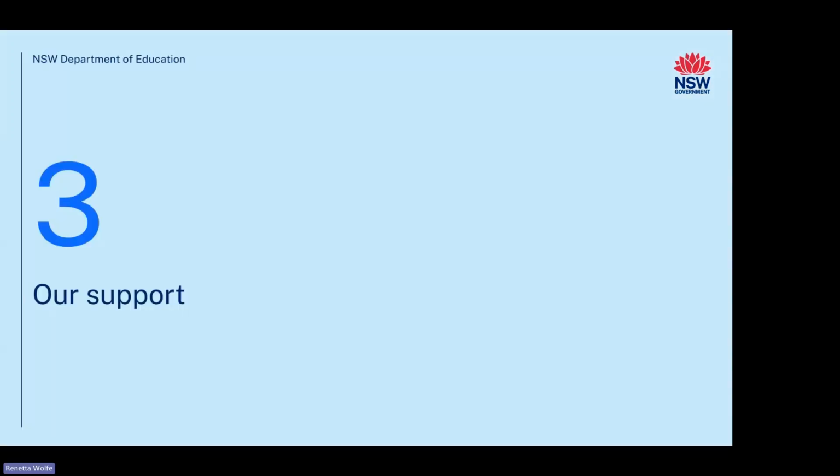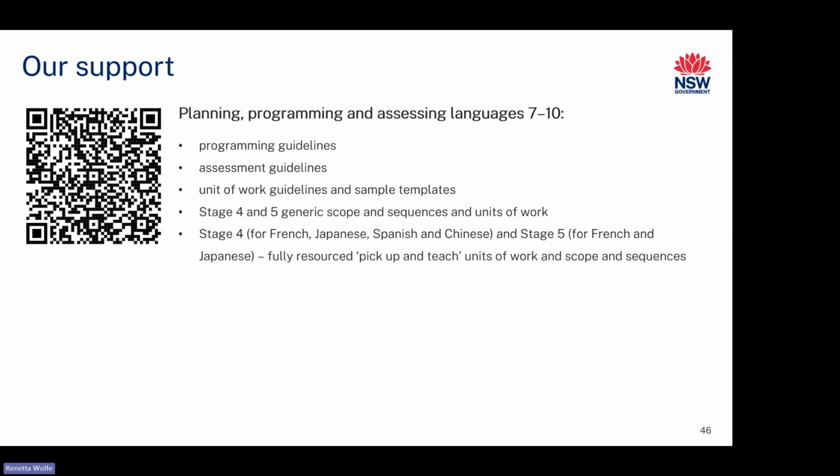So before we conclude, I'd like to share with you some relevant support for your own programming. These can all be found on our Planning, Programming and Assessing Languages 7 to 10 page on our website. Our programming guidelines, assessment guidelines, unit of work guidelines and sample templates. And on this page, you will also find Stage 4 and 5 generic scope and sequences and units of work, and for Stage 4 French, Japanese, Spanish and Chinese, and Stage 5 French and Japanese. They are fully resourced, pick up and teach units of work and scope and sequences.